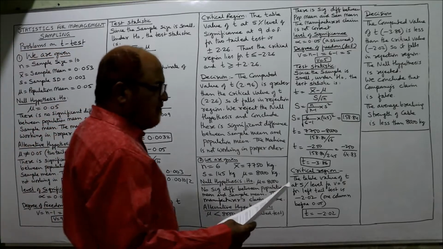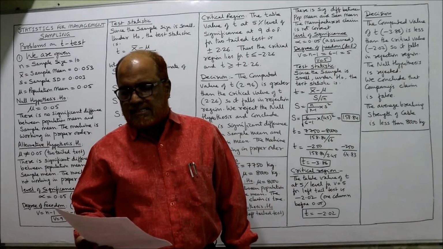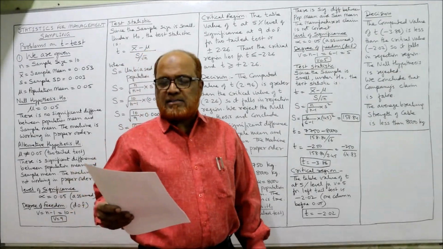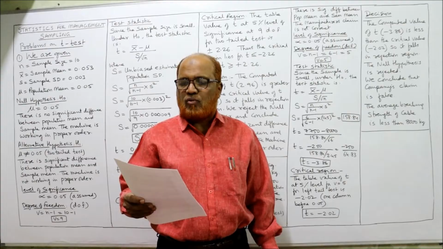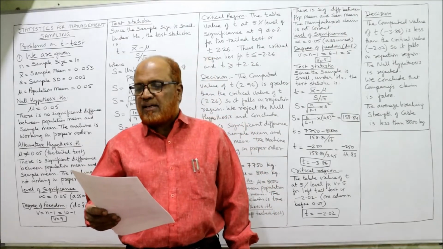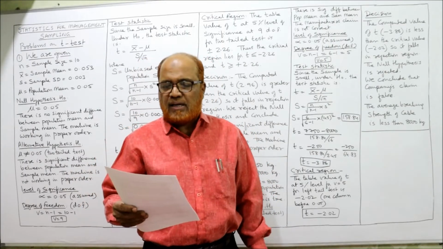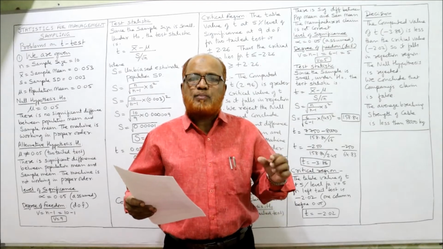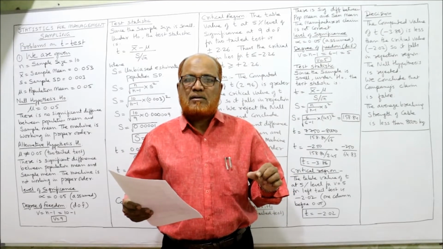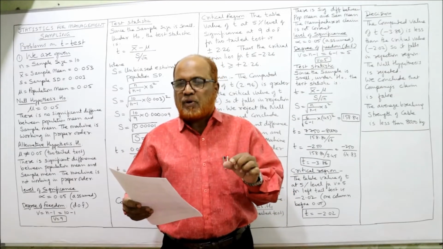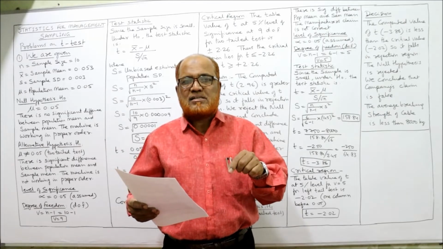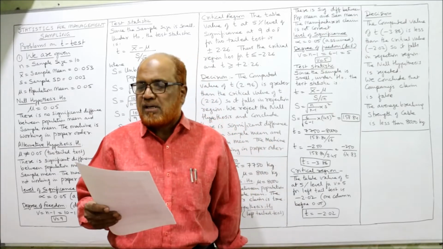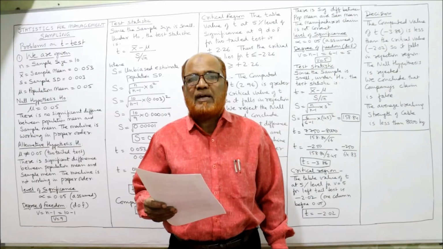See the very first problem on t-test. In the past, a machine has produced washers having a mean thickness of 0.05 inches. A company produces washers. So a machine has produced washers whose mean thickness, that means the population mean, is 0.05 inches.